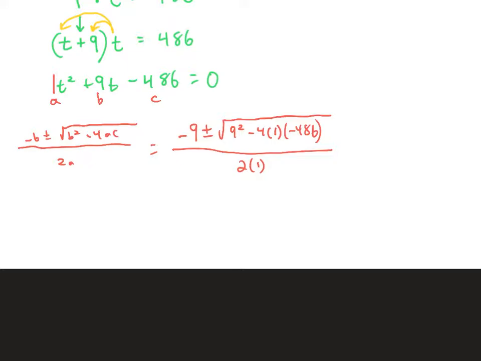Okay, just plugging those values in. And then negative 9 plus or minus 9 squared is 81. And then I'm going to have two negatives multiplying in there. So 4, 2144. Let me double check that. 1944. And then 2 times 1 on the bottom.